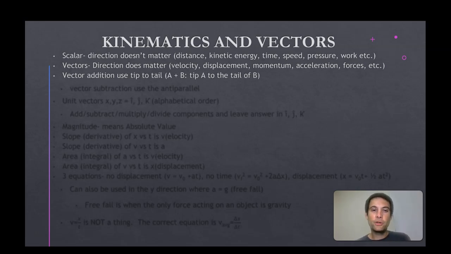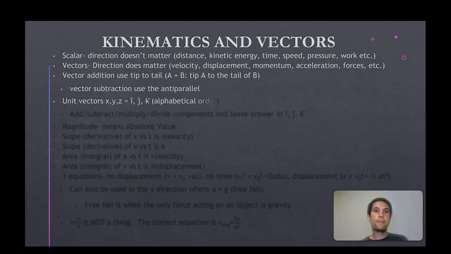For vector addition, we're going to use tip to tail, which means if we need to find A plus B, we're going to take the tip of A and move it to the tail of B, and then draw our hypotenuse. And that hypotenuse will be our resultant vector. For vector subtraction, we're going to do the same thing, but we're going to use the anti-parallel version of B.